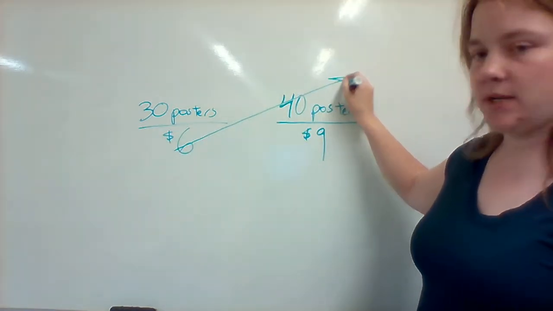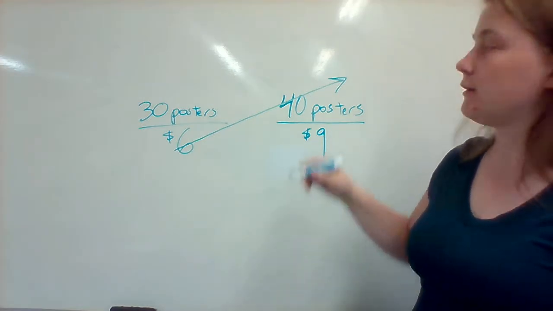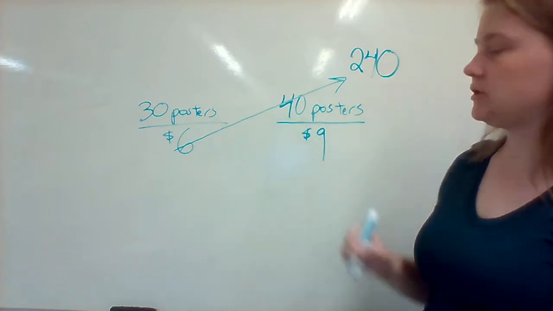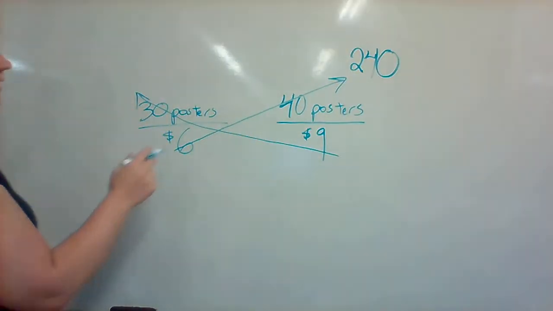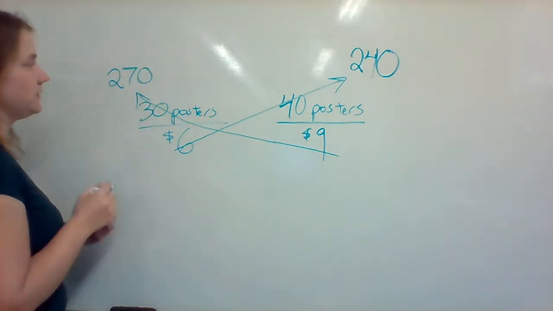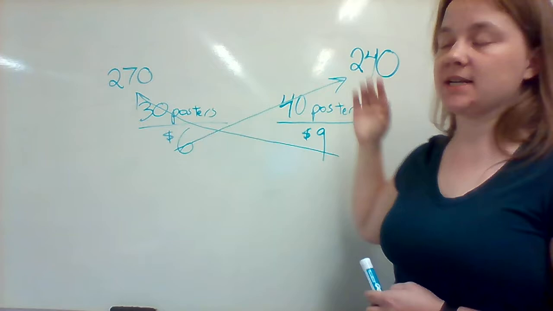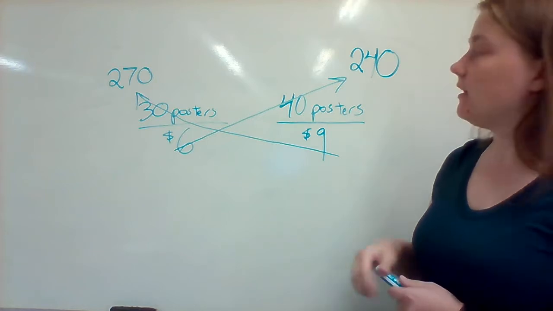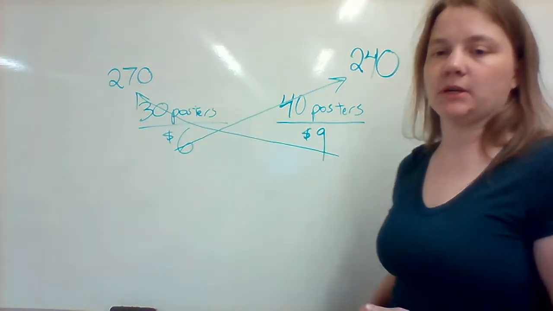6 times 40. And I know that 6 times 4 is 24, so 240, because 6 times 4 is 24, plus that 0 on the end is 240. Now I need to do 9 times 30. 9 times 3 is 27, plus that 0 on the end is 270. You notice that I did not get the same number up top. And because I did not get the same number up top, these are not equivalent ratios. And in fact, this is the bigger fraction because this is the bigger number.